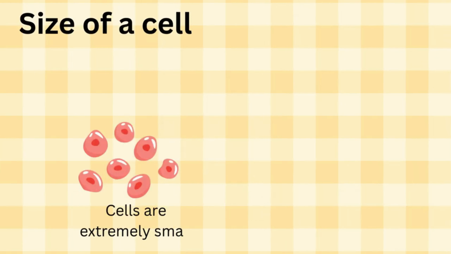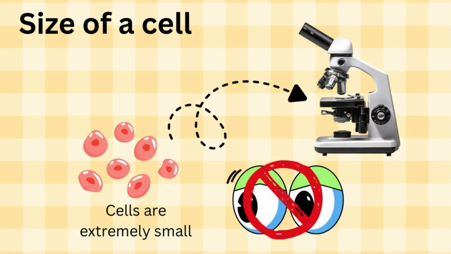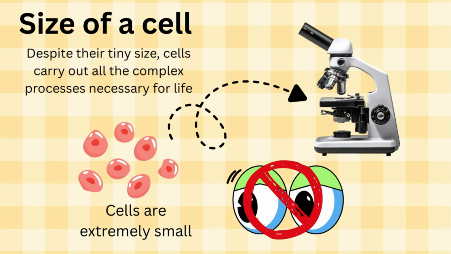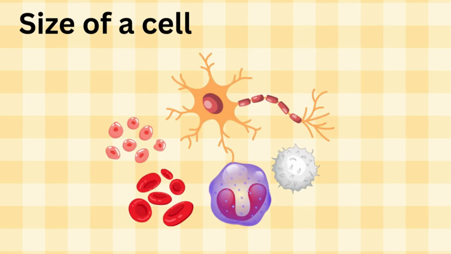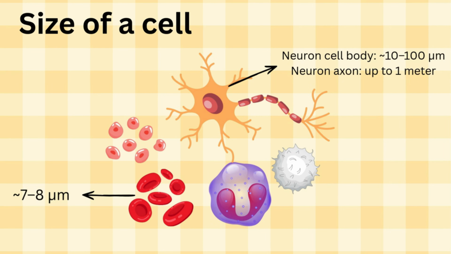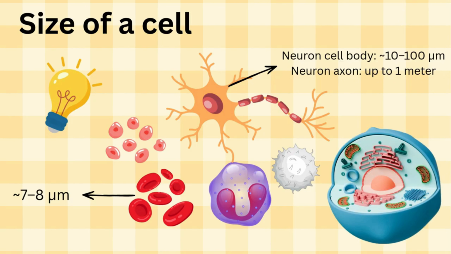Cells are extremely small, so small that most of them cannot be seen with the naked eye. To observe them, scientists use powerful instruments called microscopes. Despite their tiny size, cells carry out all the complex processes necessary for life. But cells are not all the same size. Some cells are extremely small, while others can be comparatively larger. Understanding the size of cells helps us appreciate just how incredible it is that all the machinery of life fits into such a microscopic space. So, let's explore how big or how small cells actually are.